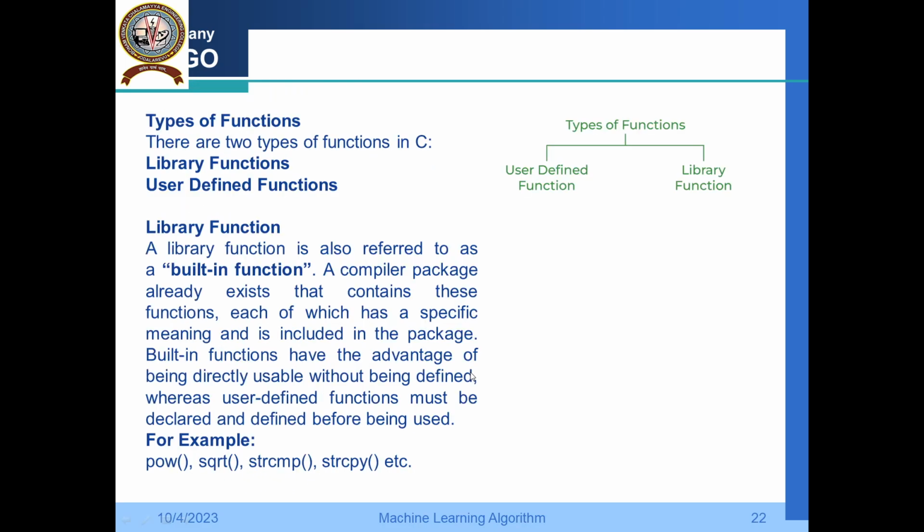You get it now? So, we have different types of functions, and there are mainly two types of functions in C. One is the library functions.